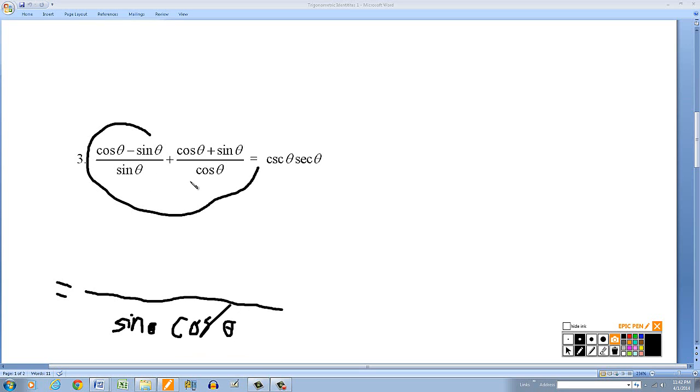So if I was going to work this out, combine and get the same denominator, I would multiply the first expression, top and the bottom, by cosine, and the second one I'd multiply top and the bottom by sine, and then I could just combine the tops. Okay, so if I do that, multiplying this one by cosine of theta, that would give me cosine squared theta minus sine theta cosine theta.